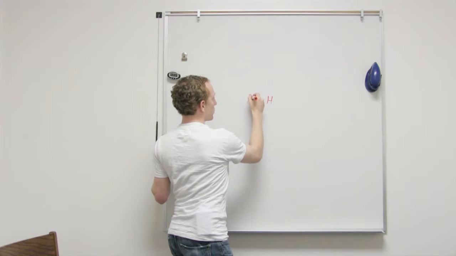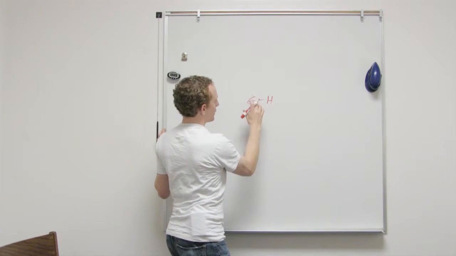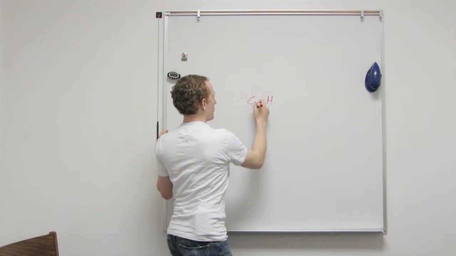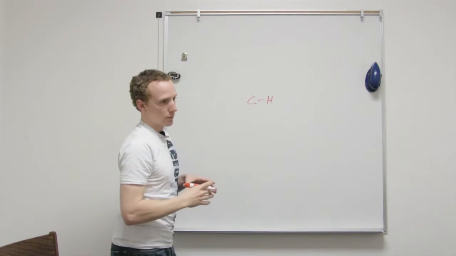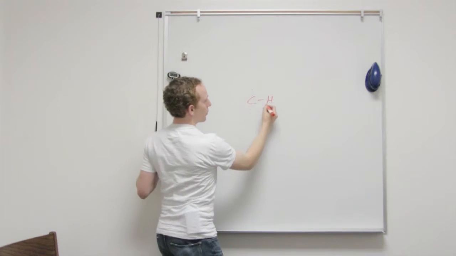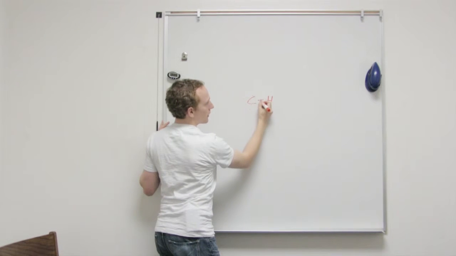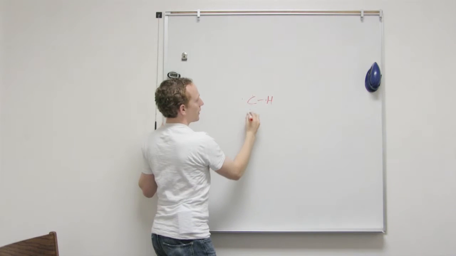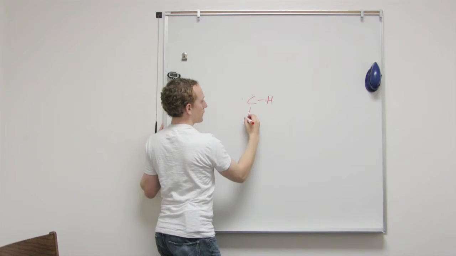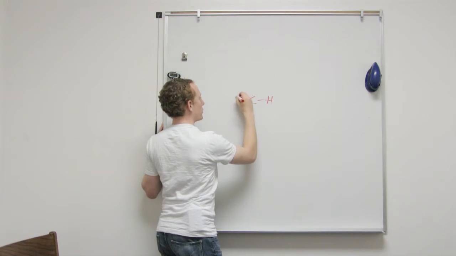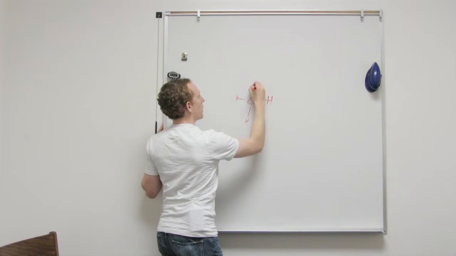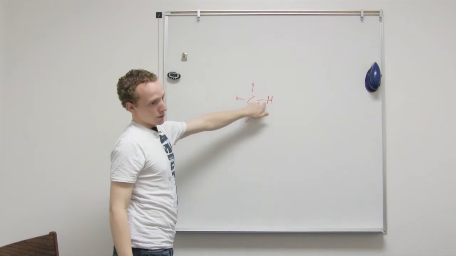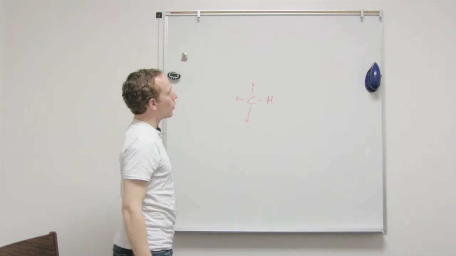So carbon has 2 electrons on its inner shell. Hydrogen has 1 on its inner shell. Then carbon has 1, 2, 3, 4 on its outer shell. To make hydrogen happy, carbon shares one of its electrons with hydrogen. And then it'll be sharing with a couple more hydrogens and make methane. So there are 2 electrons there.